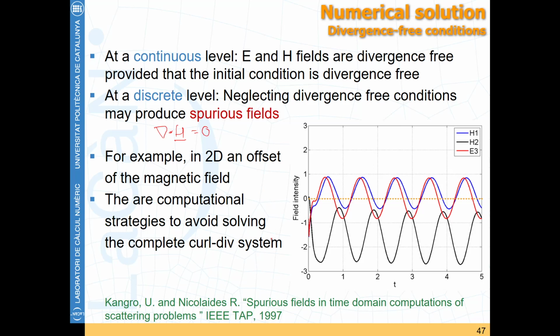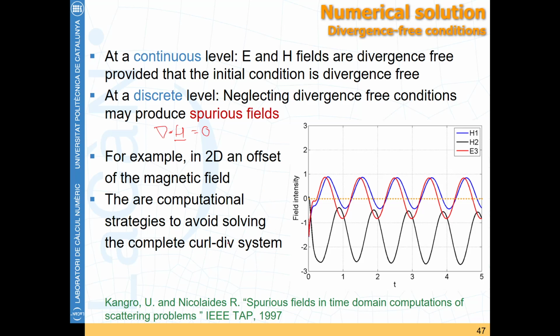So these spurious fields are a numerical artifact due to the discretization that we are using and the weak form that we are going to use in these equations. And one way is to use an approximation, so to discretize our field, which already respects, when we say the curl div system, that it respects by construction this divergence free condition that we have here.